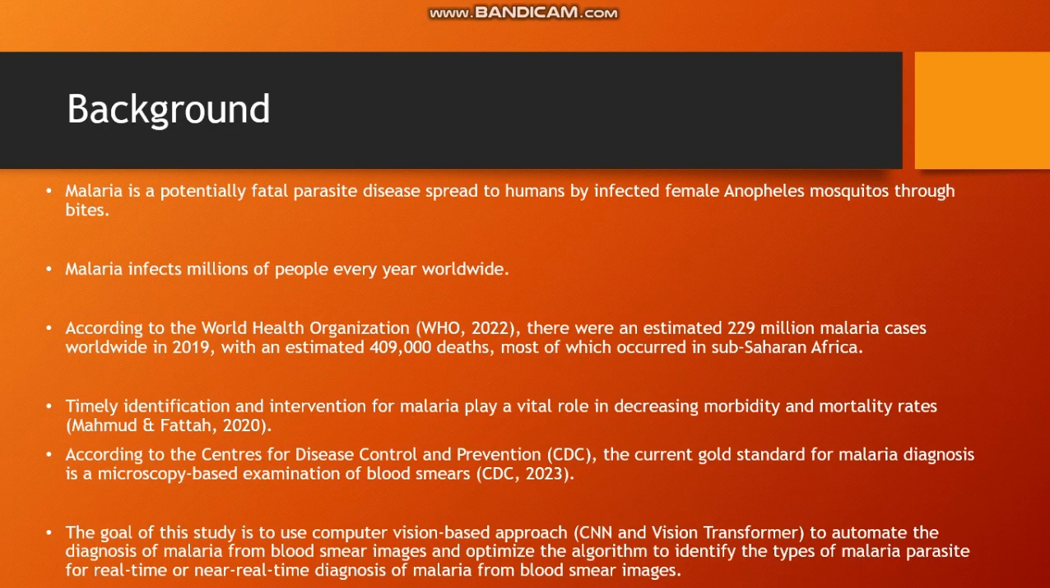Malaria is a potentially fatal parasite disease spread to humans by infected female Anopheles mosquitoes through their bites. It is caused by the Plasmodium parasite and has been recognized as one of the world's deadliest diseases for centuries. According to the World Health Organization, there were an estimated 229 million malaria cases worldwide in 2019, with an estimated 409,000 deaths, most of which occurred in sub-Saharan Africa.